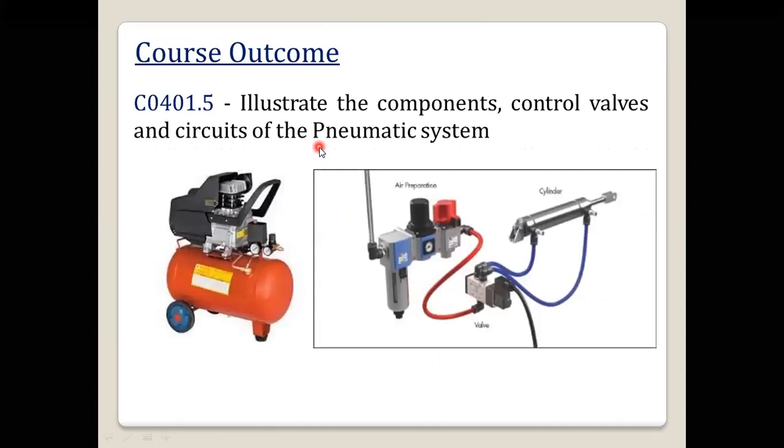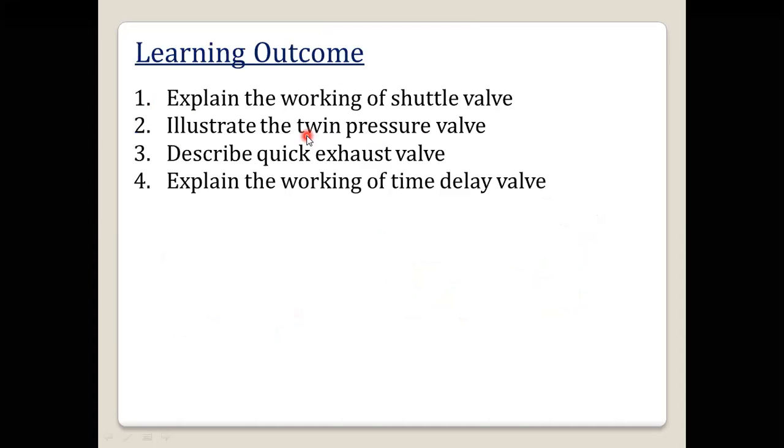For unit number 5, the course outcome is to illustrate the components, control valves, and circuits of the pneumatic system. That is, we are studying here the various components, then the valves, then the circuits. In the components, the actuators, filters, and regulator will come. Combined, the course outcome is to illustrate the components, control valves, and circuits of the pneumatic system.